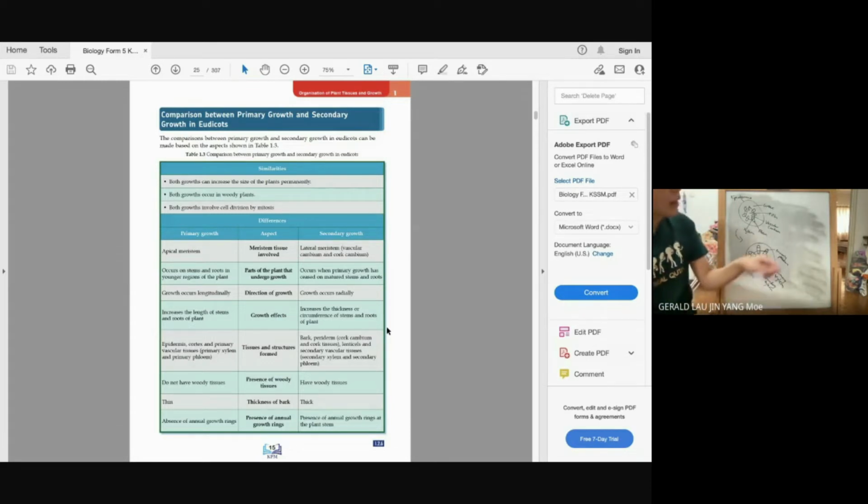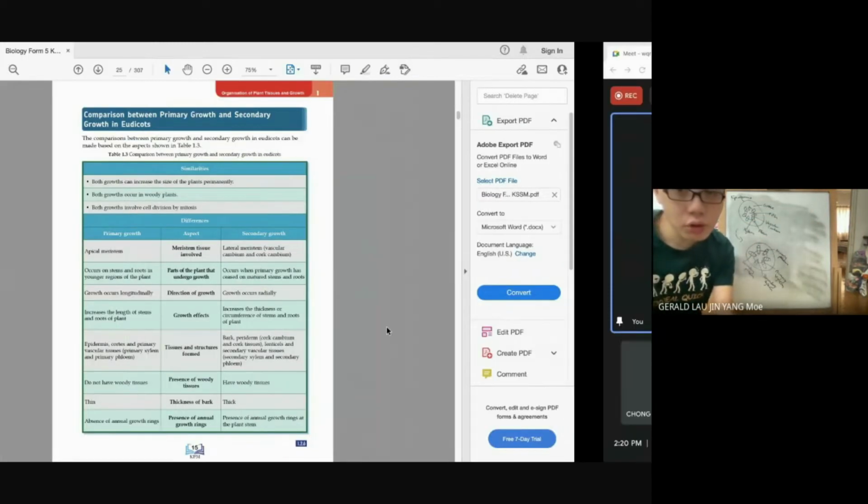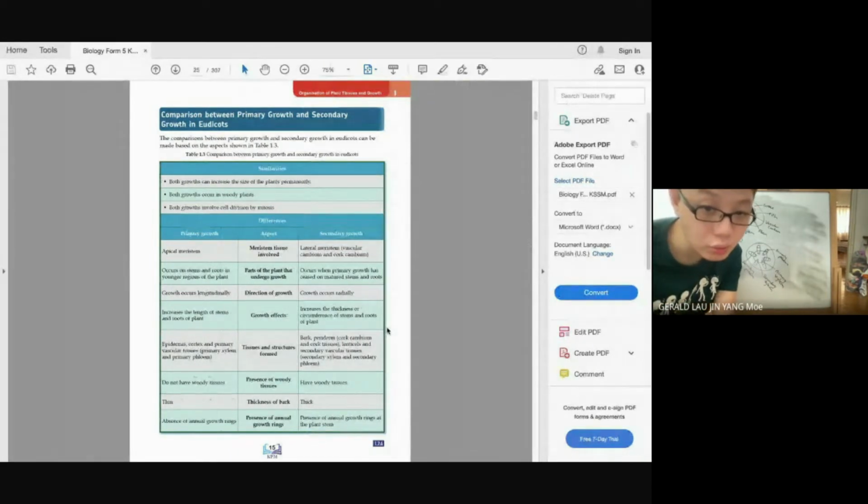That means, like just now, the zone of cell division, when the shoot has already grown, the mature tissue part only starts to undergo secondary growth. Primary growth first, then secondary growth. Growth occurs longitudinally for primary, and radially for secondary. It increases the length, and increases the thickness. Then you see what tissue and structure are involved. Primary growth does not have woody tissue; secondary growth has woody tissue. The bark is thin for primary growth because it's still young, whereas for secondary growth it is already thick.